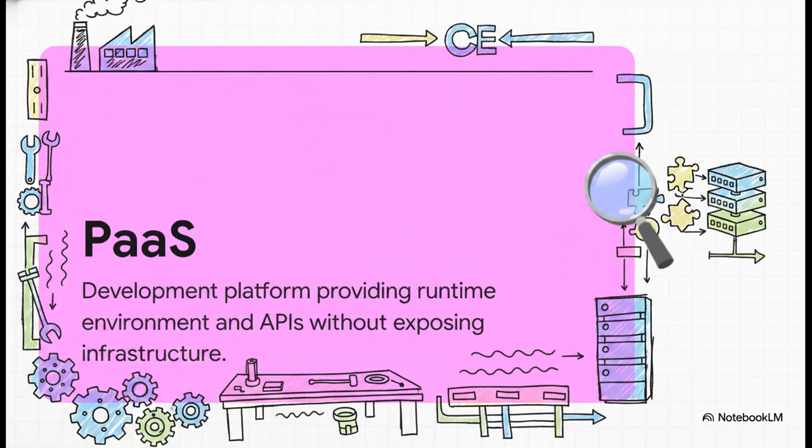Moving up the stack, we hit Platform as a Service, or PaaS. If IaaS is raw land, PaaS is like renting a fully equipped workshop. It provides developers with a complete runtime environment, programming APIs, and libraries. The developers just get to focus entirely on writing their application code, while the cloud provider handles all the underlying server and infrastructure maintenance behind the scenes.